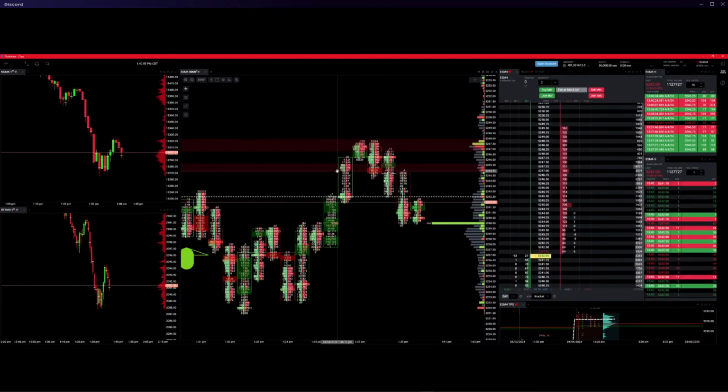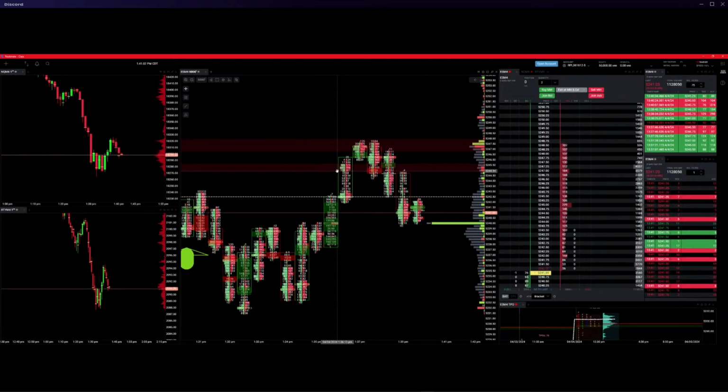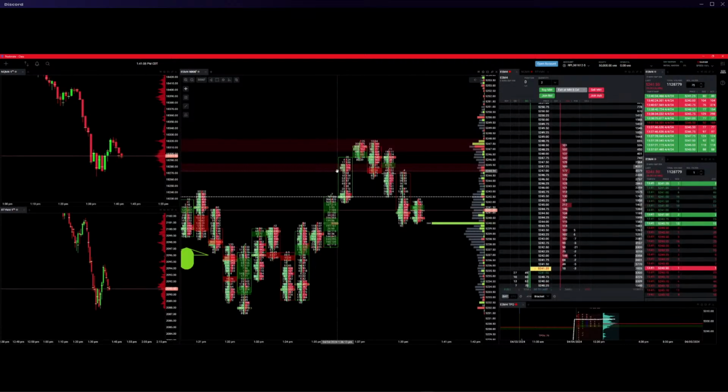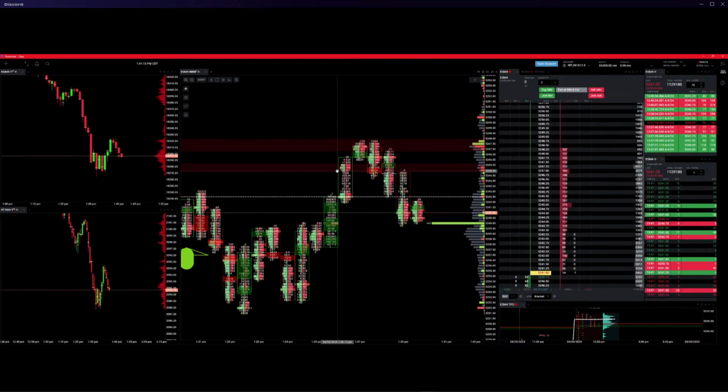If you can understand where these participants are sitting and where the push and pull is, there is no middle of the trend anymore. There's just auction pivots.